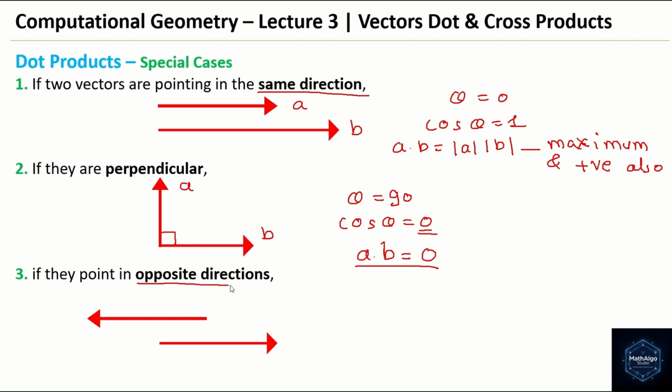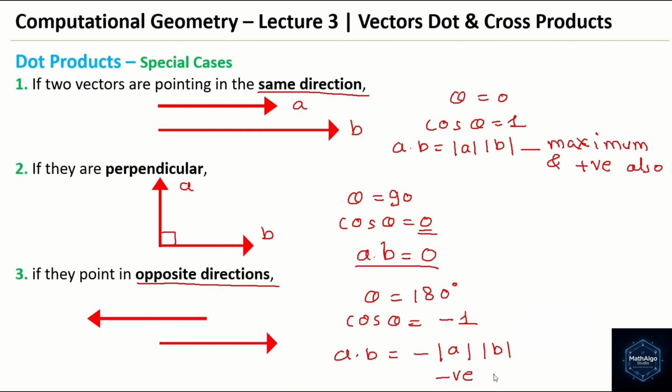If the vectors point in opposite directions, the angle between them is 180 degrees. Since cos 180 degrees is minus 1, the dot product becomes negative. So when vectors point in opposite directions, the dot product is negative, indicating opposite alignment.